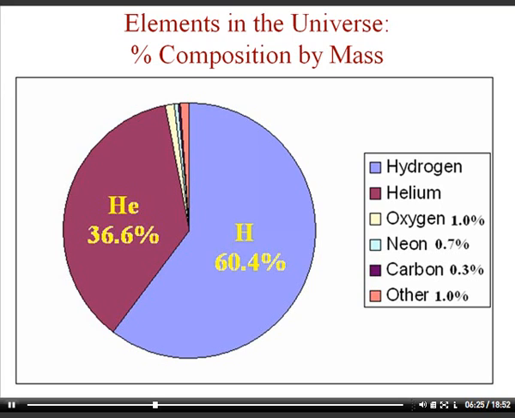The first slide shows that most of the universe is made of hydrogen and helium, and then some trace elements. Since most of the universe is stars, that wouldn't surprise us, since a star is mostly hydrogen and helium.